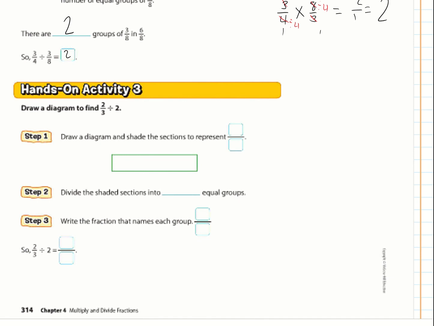Hands-on activity 3, draw a diagram to find 2/3 divided by 2. So draw a diagram and shade the sections to represent 2/3. So we're going to say this is 2. And I'm going to split that up, so 1 and 1. So now I have to do thirds in each of the ones. And then I want to shade two-thirds here and shade another 2/3. So that's 2/3 of the whole thing. And now I have 2/3 here, 1 and 2. So we have 2 equal groups. Write the fraction that names each group. So that's a 1/3. See, this is kind of hard to explain.